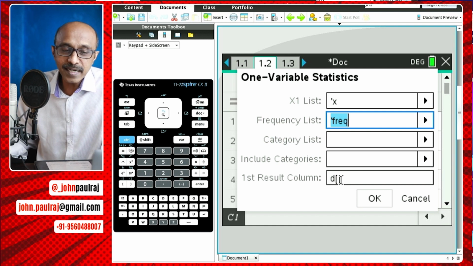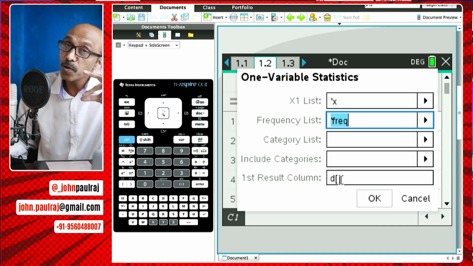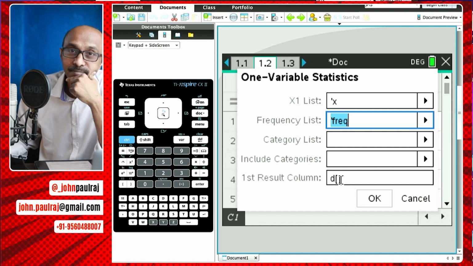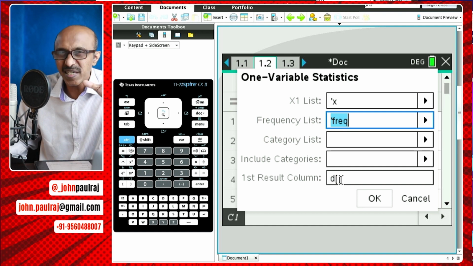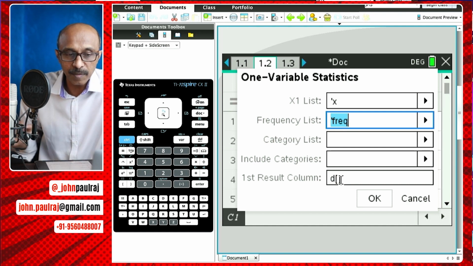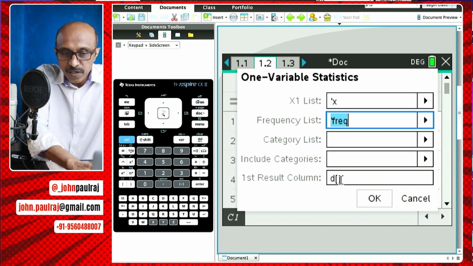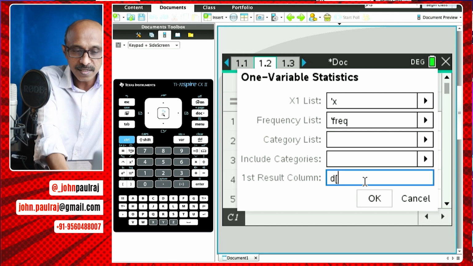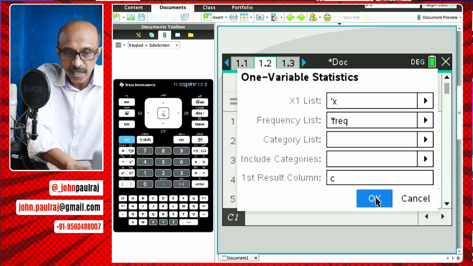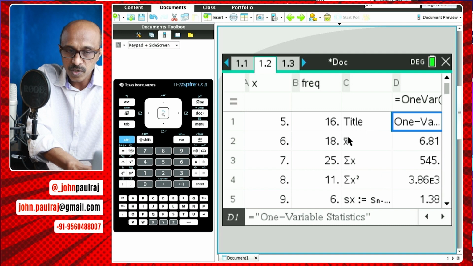If you enter this incorrectly, it'll overwrite, and then there'll be a problem later, right? Can you undo? Yes, actually on this calculator you can undo. Control Z will work, but just be careful. Because I have data entered only in the first two columns, I'm going to say the results can be displayed from C, all right? And I hit enter, and in one go, you'll get all of this.